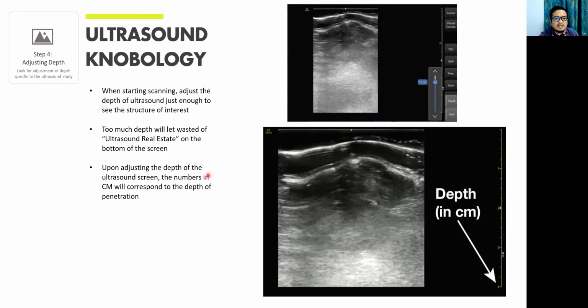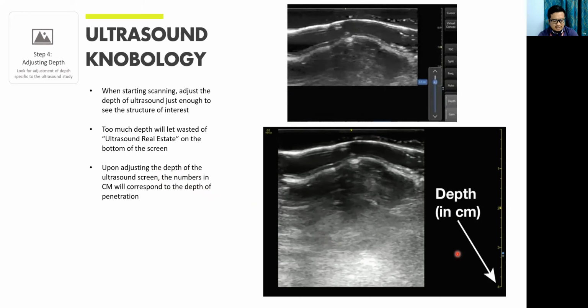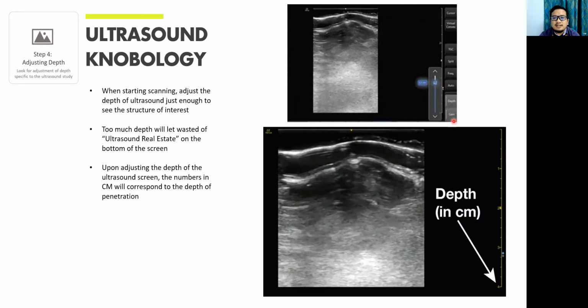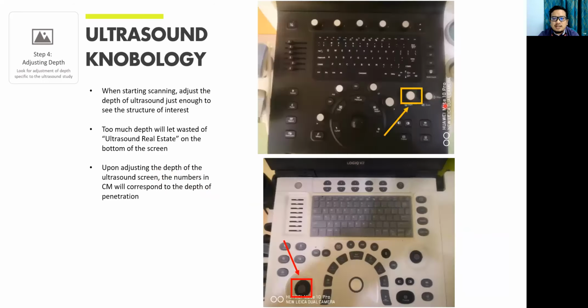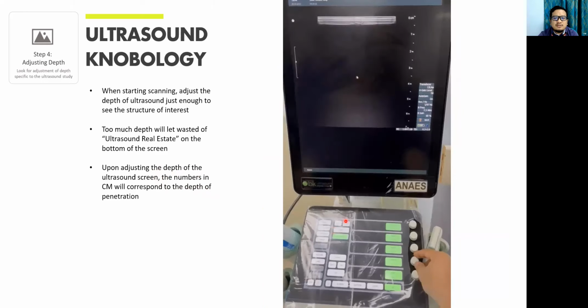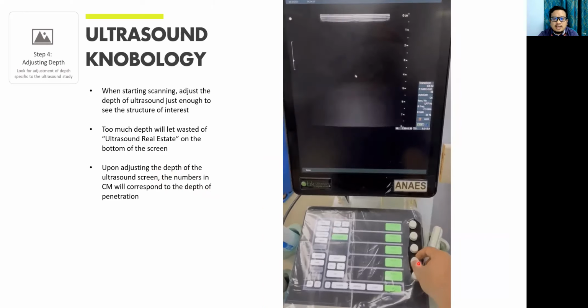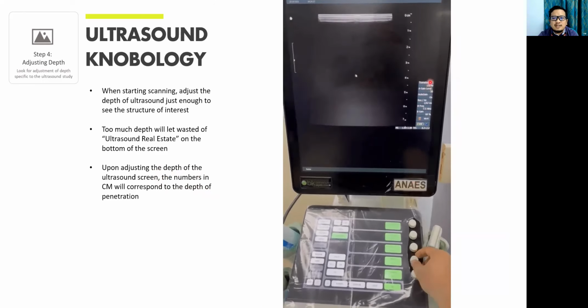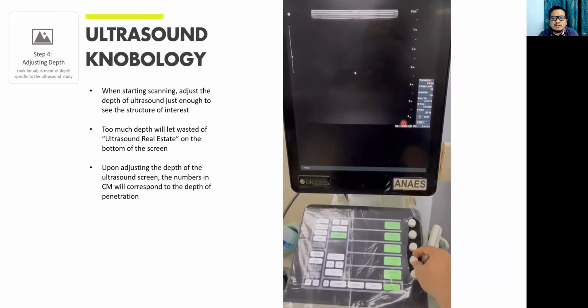Upon adjusting the depth of the ultrasound screen, the numbers in centimeters will correspond to the depth of penetration. Okay. So as you can see here, this is how to adjust the ultrasound depth in the Venue. And for the Logiq ultrasound and other ultrasounds, you have a knob here you can use to adjust the depth of the ultrasound. So for BK, there is also a knob there. You can turn it and adjust the ultrasound depth.